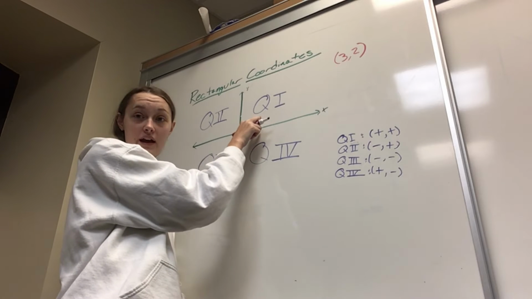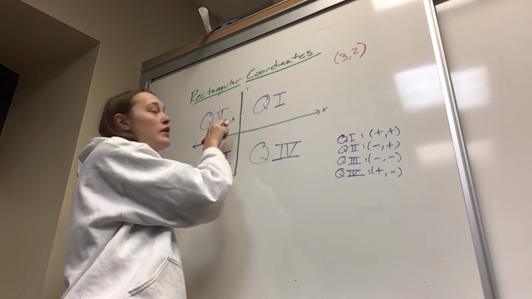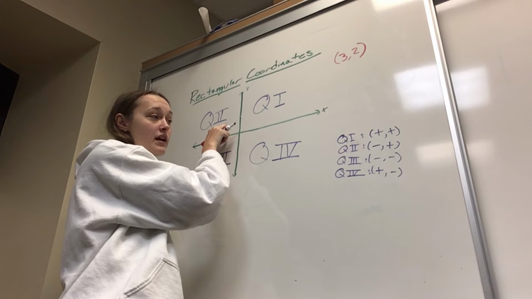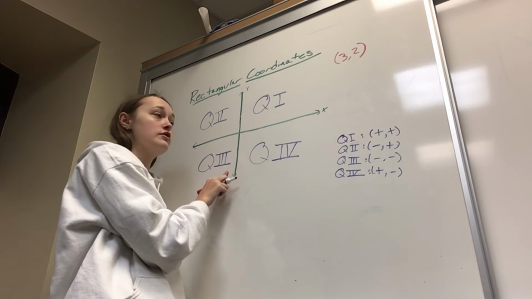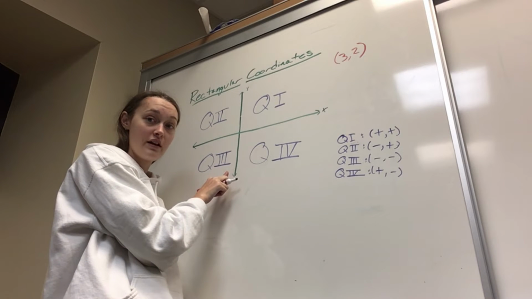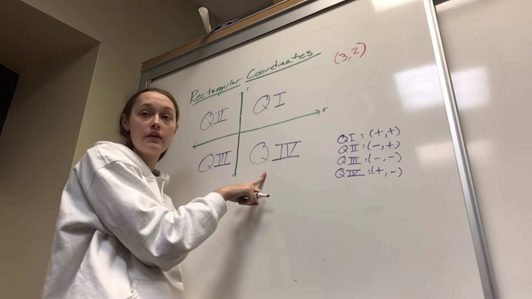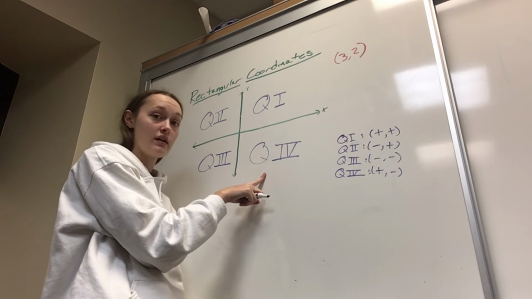In quadrant 1, the x and y are both positive. In quadrant 2, the x is negative and the y is positive. In quadrant 3, both the x and the y are negative. And in quadrant 4, the x is positive and the y is negative.